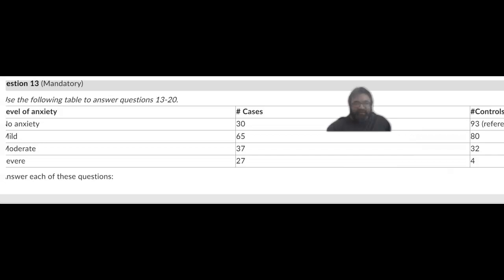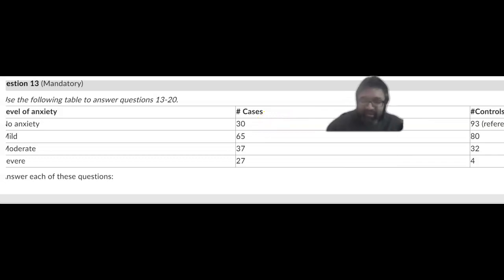And in this segment, I'm going to be going over a very critical measure, that is the odds ratio. So let's go and get started. Here is a question about what is the odds of mild anxiety versus moderate anxiety versus severe anxiety. I know some of this is not visible. And then on this side you have the cases and controls.